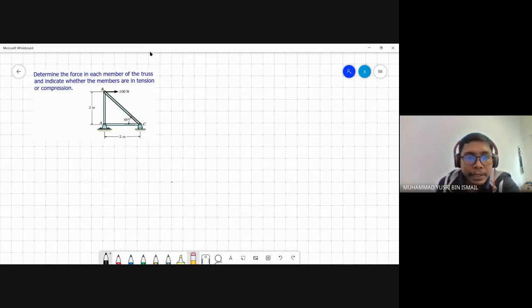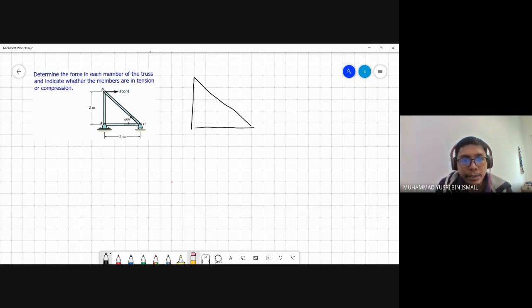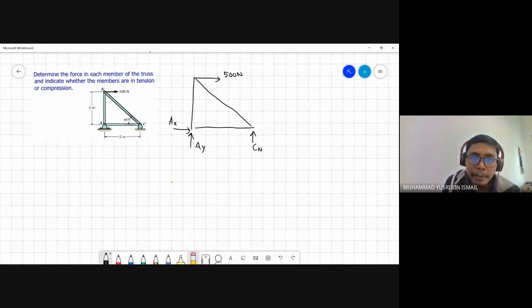Some tips in order to calculate all the forces: first you need to draw the overall free body diagram. Now for A, we know it is a pin, so it will have AY and AX. And then C is a roller, so it will have a normal force. And then you have 500 Newton acting to the right at B.